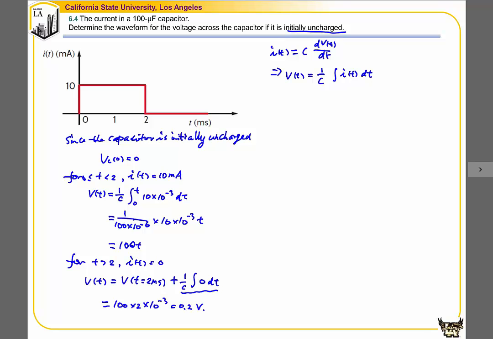Then we can draw the curve. The horizontal axis is t, with a unit of millisecond, and this is the voltage, with a unit of volts. So from time 0 to 2 milliseconds, it will grow as a straight line and then be stabilized at that number, and this value is 0.2 volts.